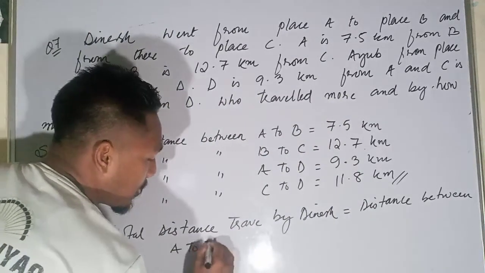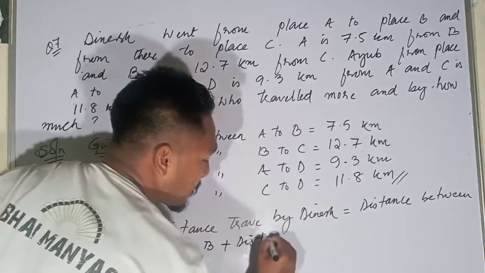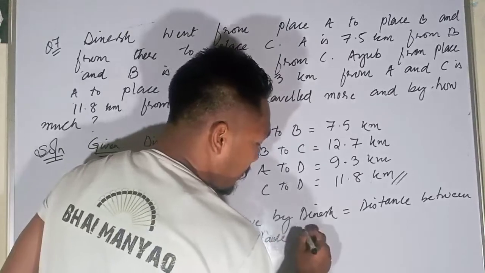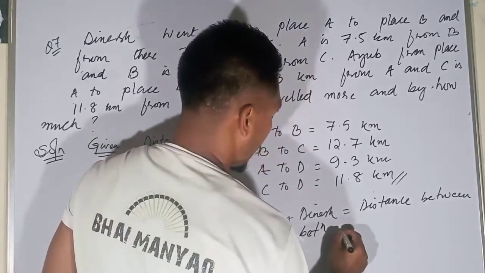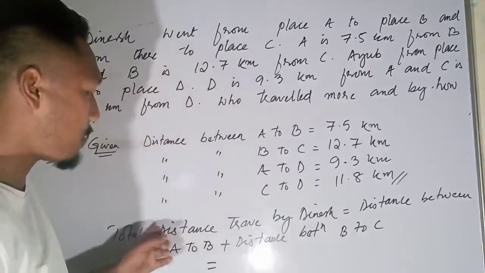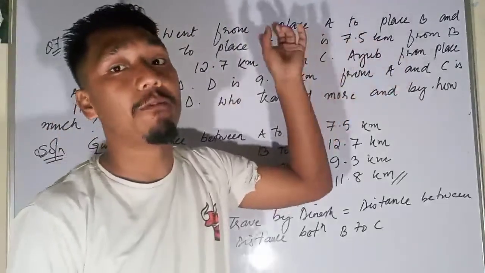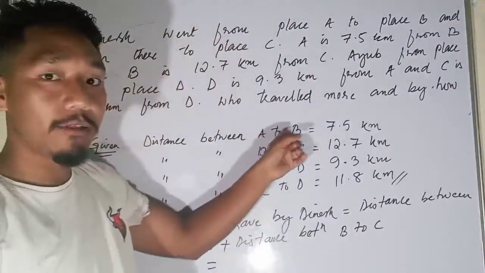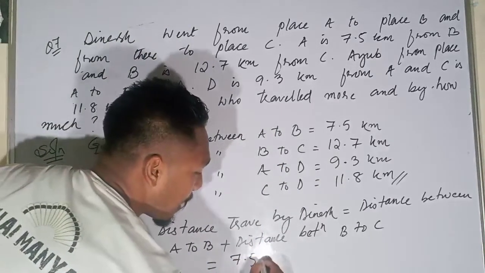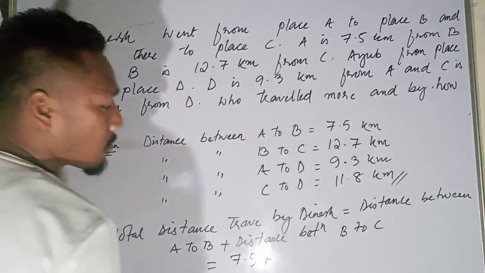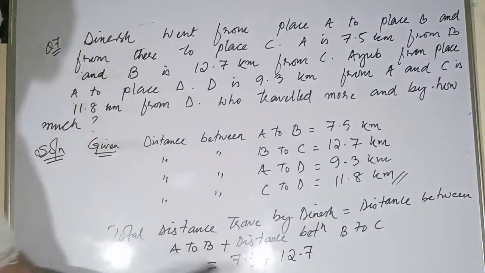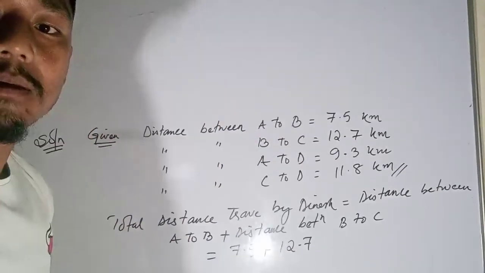Total distance traveled by Dinesh is equal to the distance between A to B plus the distance between B to C. That means we have to add them. Dinesh has traveled from A to B, and again from B to C. The distance between A to B is 7.5, plus the distance between B to C, which is 12.7. So these two we have to add.